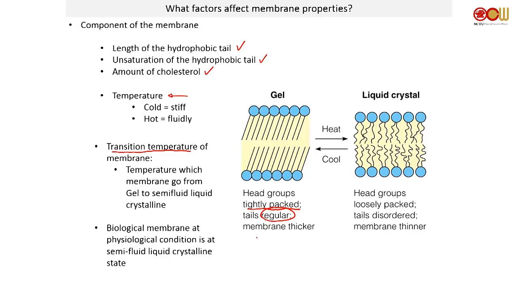Now, if you heat it up, then essentially it becomes loose. And then it becomes more of an amorphous type of structure, where you don't have a defined structure, right? You don't have a defined pattern for your lipid tails. So what you have is loosely packed head groups, and the tails will be disordered. And the membrane tends to be thinner.